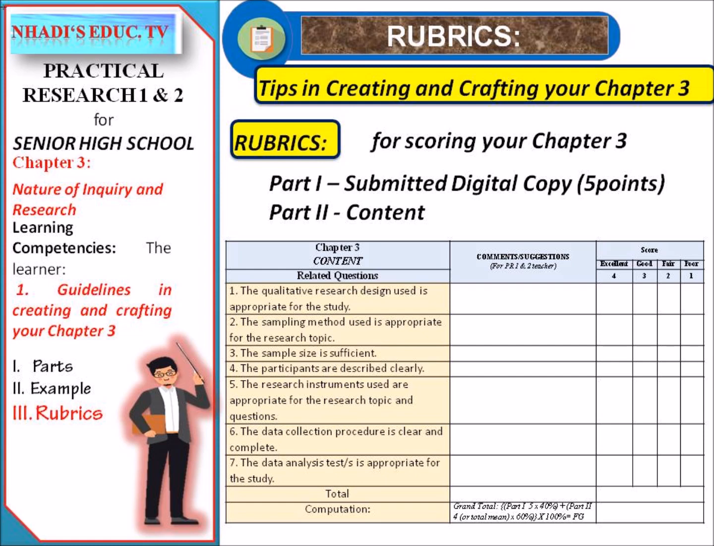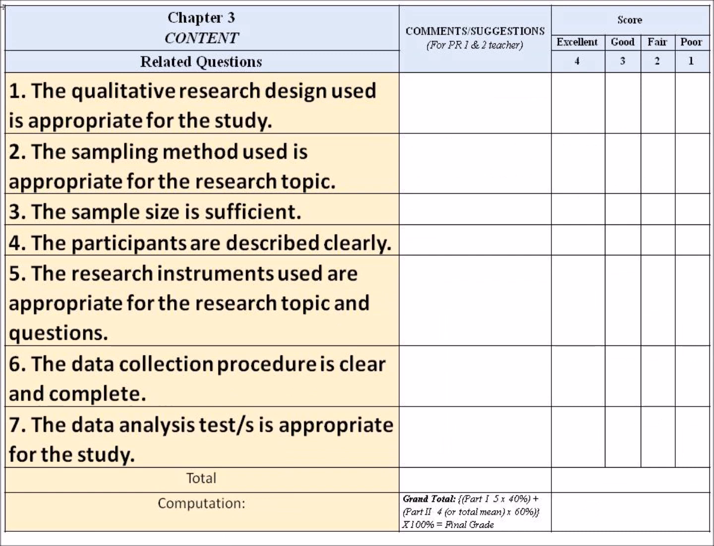For your rubrics, part 1, submit a digital copy, that is 5 points, and part 2 is the content. For the content of your Chapter 3, it will be rated using the following related questions or statements. Number one, the qualitative research design used is appropriate for the study. Number two, the sampling method used is appropriate for the research topic. Number three, the sample size is sufficient.